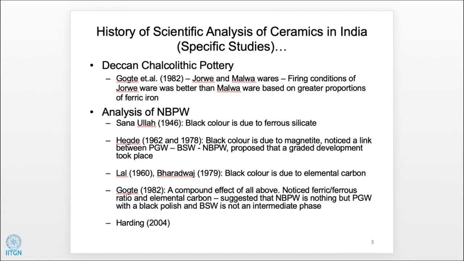Then there is something called Northern Black Polished Ware. This is a very strange kind of term. It was obtained from Northern India when it was first found in Northern India. And it was black in color, it had a polish, so they called it Northern Black Polished Ware. But if you look at its distribution, you see it from Kabul to east, somewhere in Cambodia you get it. And you get it even in Sri Lanka.